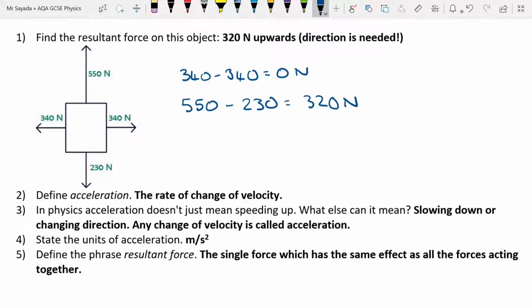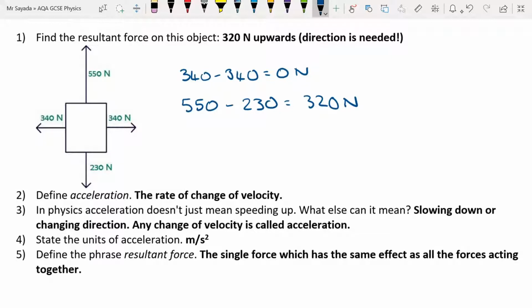Why do you need to include direction? Say your answer to the video. You should have said because force is a vector quantity. The next few questions are all definitions and units. Remember, acceleration doesn't just mean speeding up, it means any change of velocity at all.